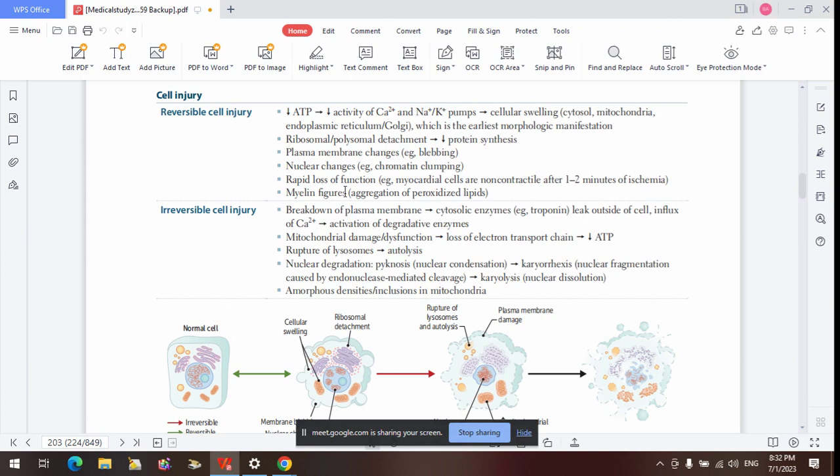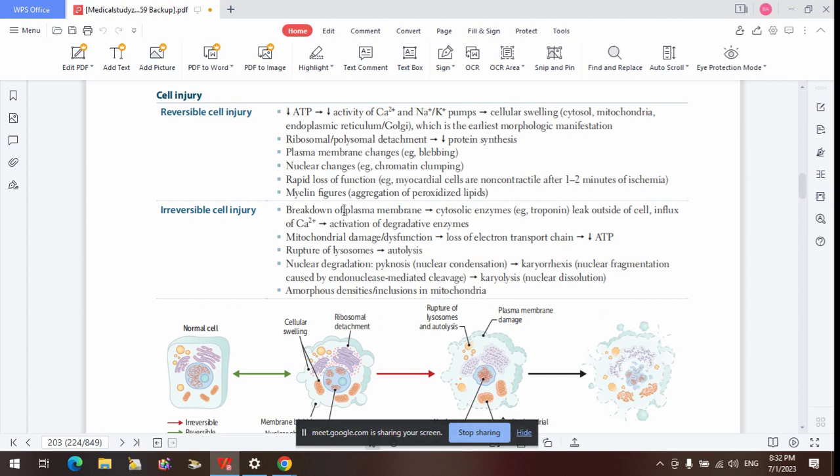Then we talked about generation of free radicals attacking the lipid within those organelles. So the membrane of the endoplasmic reticulum, the membrane of the mitochondrion, they get exposed to free radicals that attack them and cause peroxidation of their lipids, which eventually leads to formation of myelin figures. So these myelin figures are just aggregation of peroxidized lipids, like these lipids that have been exposed to free radicals. So they accumulate together and they deposit within the cytoplasm of the cell.